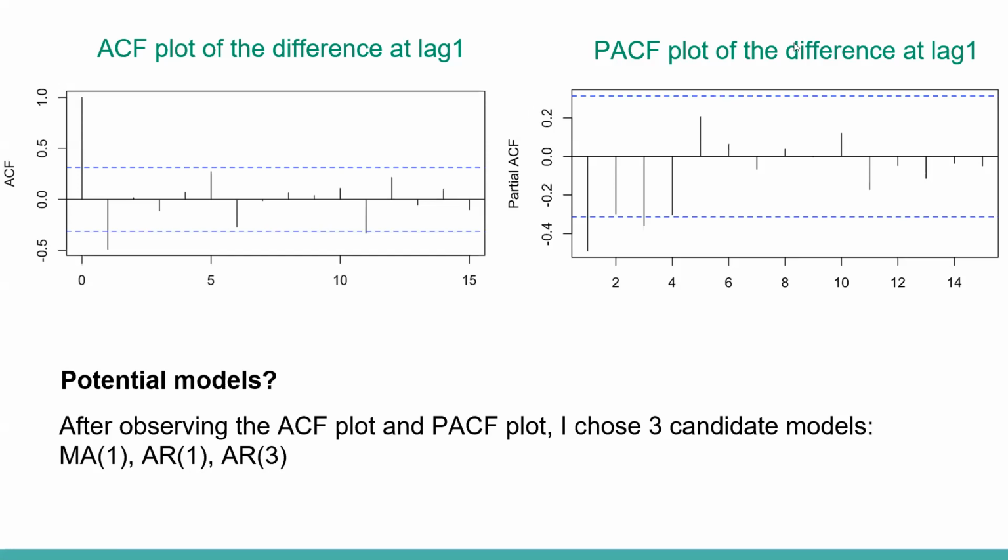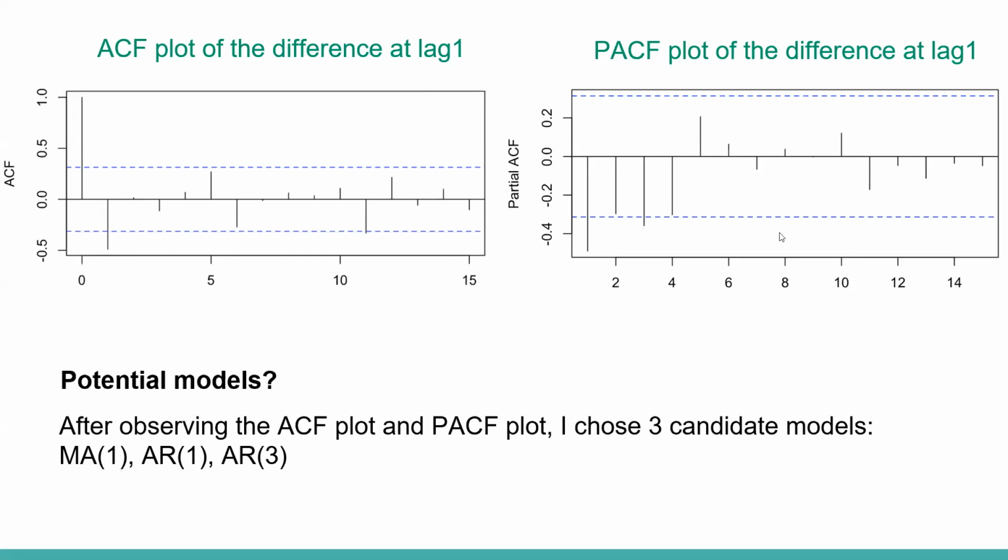Before I move again, let me read another chart coming. Okay, somebody say yes again. Good job. Now you know the reason why it is MA1. Why is it suggesting MA1? Because the ACF cuts off at lag 1. This is lag 0, this is lag 1. After lag 1, there is none that comes outside the blue dotted line. So that is actually suggesting MA1.